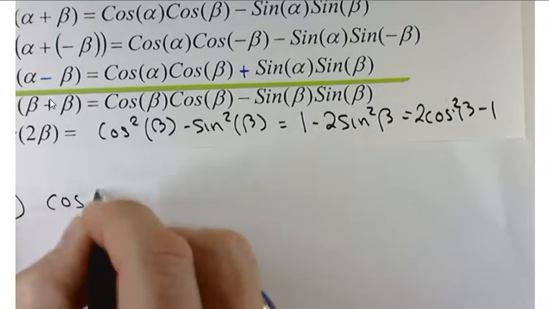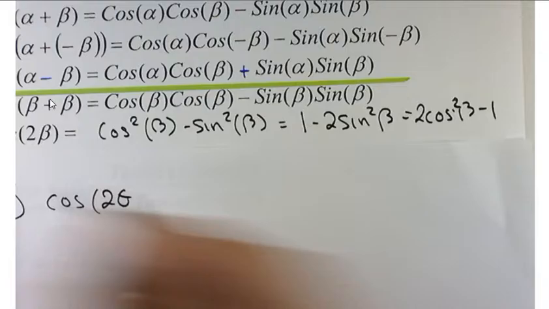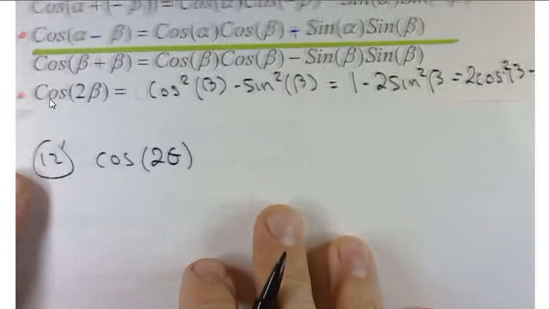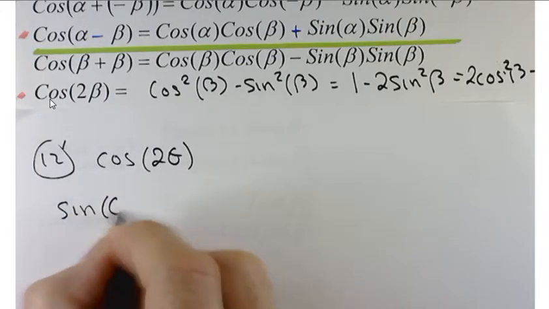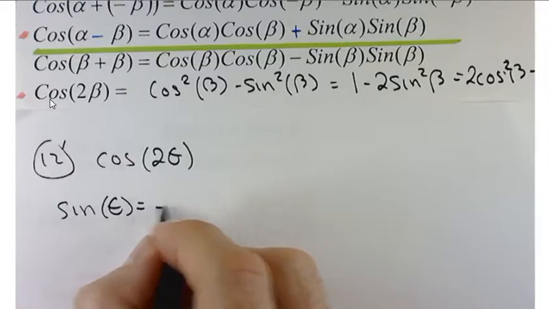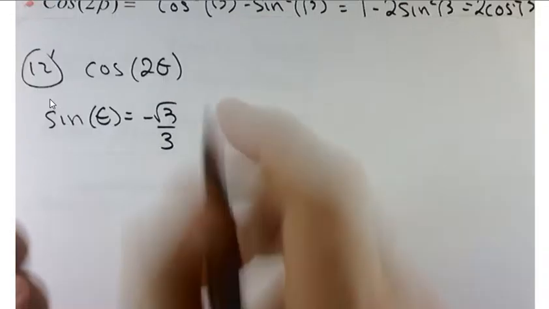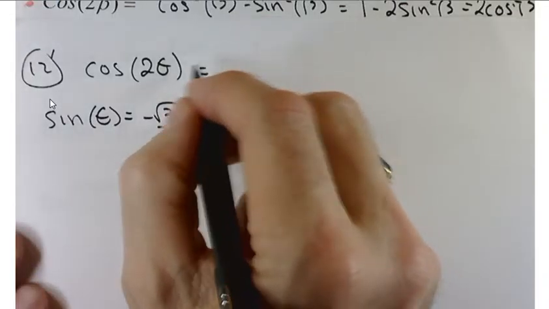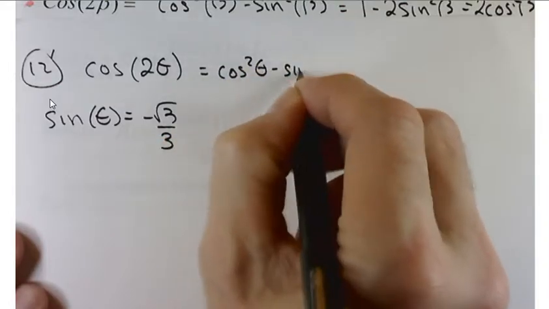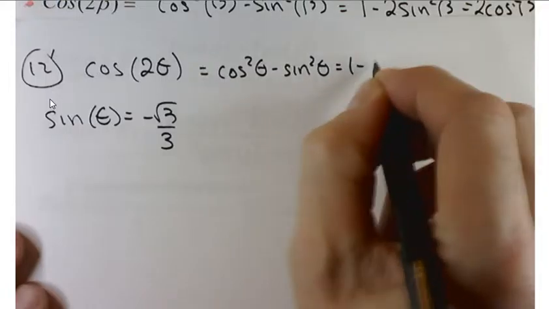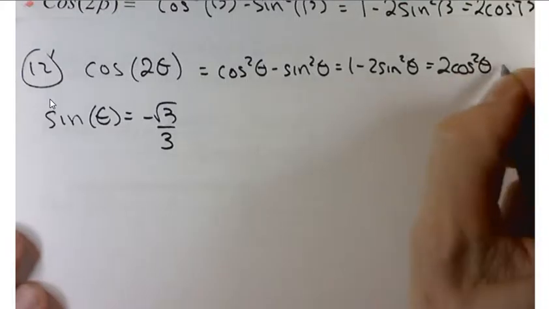Cosine of 2 theta. This is kind of like a second part or a bonus part to this. We're given sine of theta, as before, so negative root 3 over 3. But now let's take a look at something. There's 3 different versions of this formula. You don't have to copy this down. Cosine squared of theta minus sine squared of theta, 1 minus 2 sine squared of theta, or 2 cosine squared of theta minus 1.